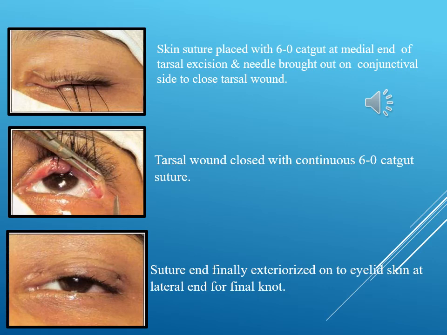Now in the next step, the skin suture is placed with 6-0 catgut at the medial end of the tarsal excision, and the needle is then brought out on the conjunctival side to close the tarsal wound. Thus the tarsal wound is closed with 6-0 continuous catgut sutures. And finally, the suture end is exteriorized on to the eyelid skin at the lateral end for tying of the final knot.